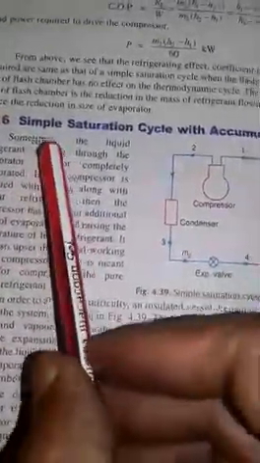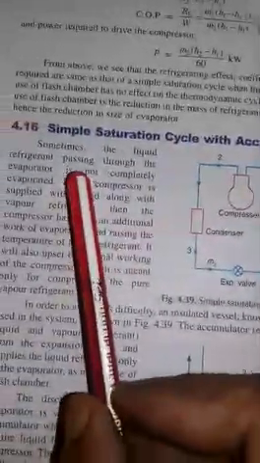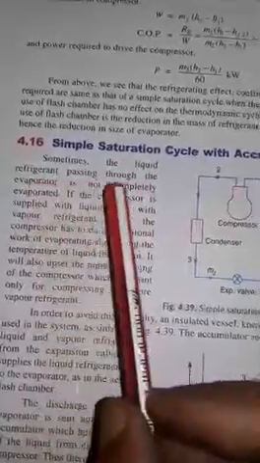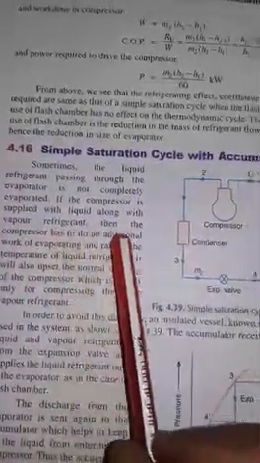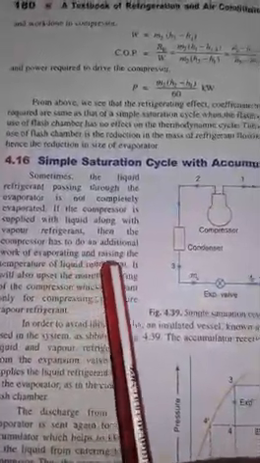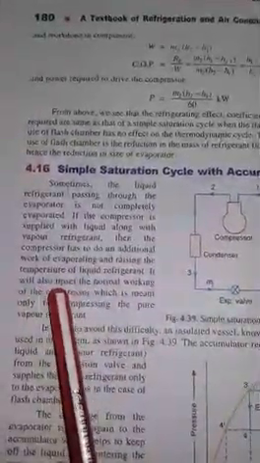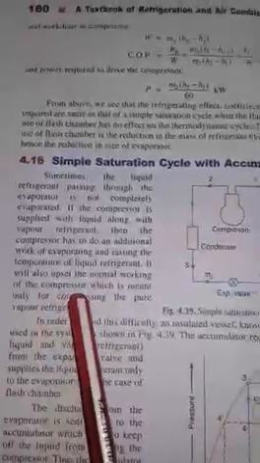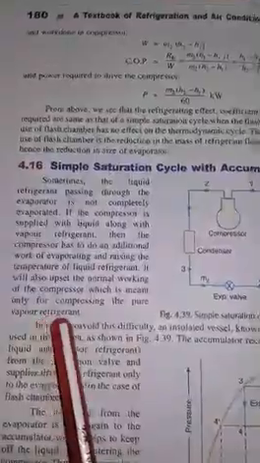Today I am going to deal with the simple saturation cycle with accumulator or pre-cooler. Sometimes the liquid refrigerant passing through the evaporator is not completely evaporated. If the compressor is supplied with liquid along with the vapor refrigerant, then the compressor has to do additional work of evaporating and raising the temperature of the liquid refrigerant. It will also offset the normal working of the compressor, which is meant only for compressing the pure vapor refrigerant.